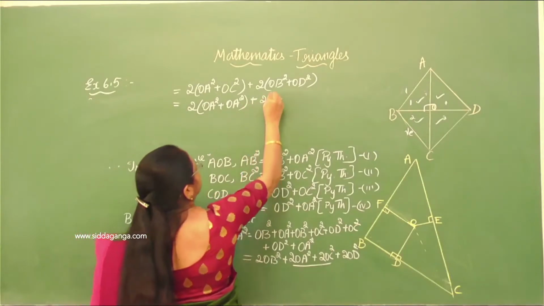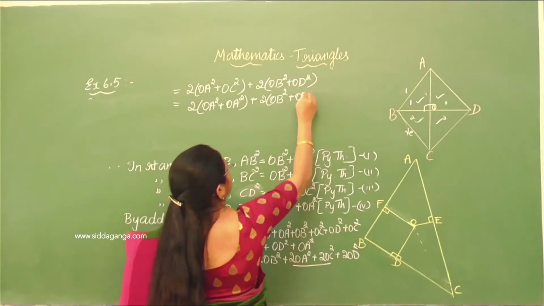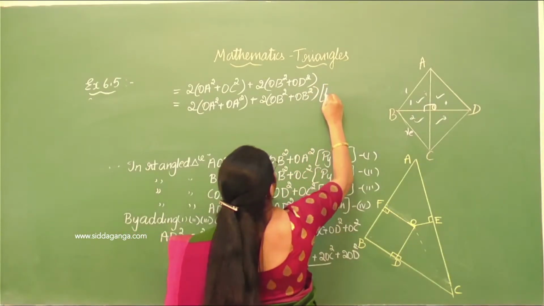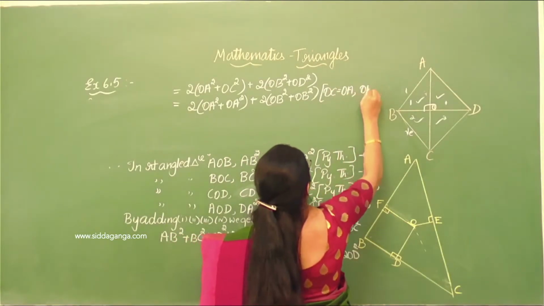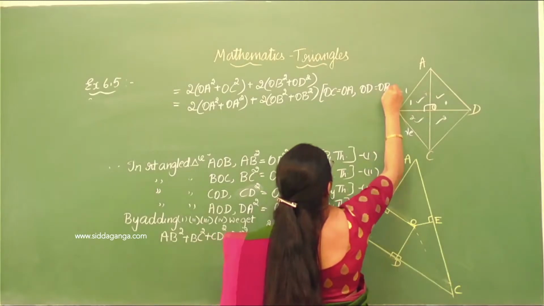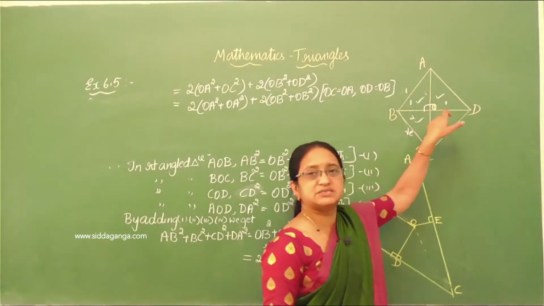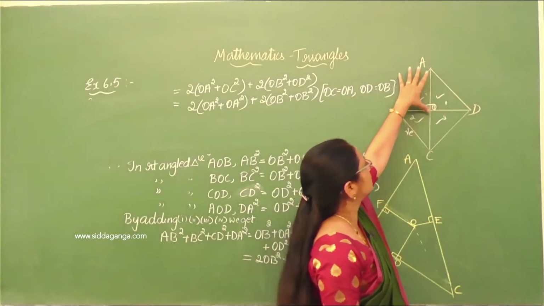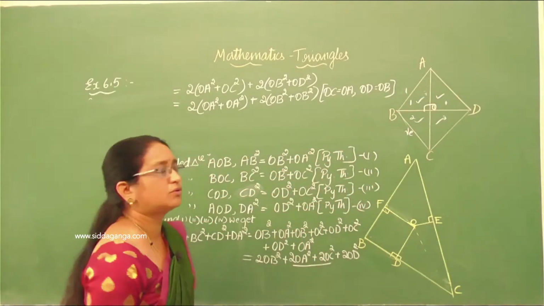Instead of OD, I'll write OB only. I hope you understood, because OC is equal to OA. Same way, OD is equal to OB. Correct? Because the diagonals bisect each other at 90 degrees. I told you at the beginning. Bisect means, you know, OA is equal to OC. Same way BO is equal to OD.